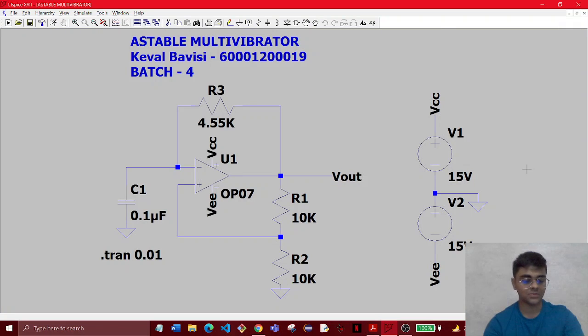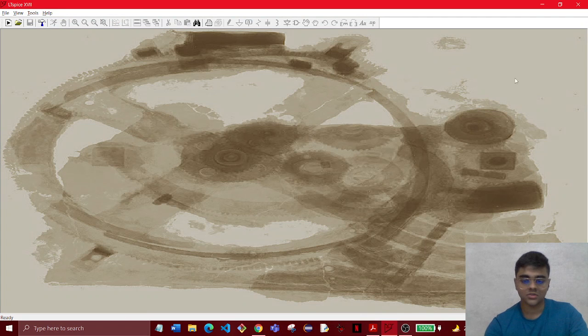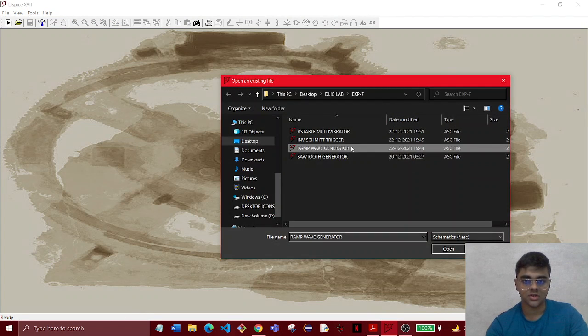So the third part of the experiment will be using the astable multivibrator to generate a sawtooth waveform and to generate a ramp or triangular waveform. So for that we use the ramp wave generator.